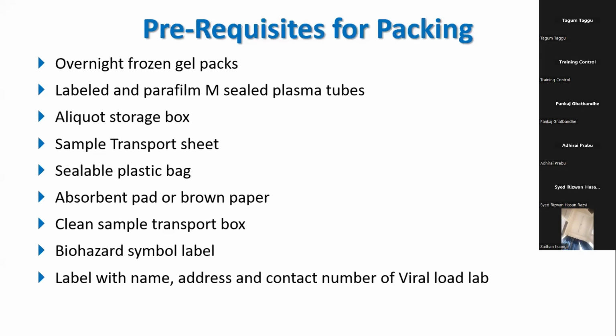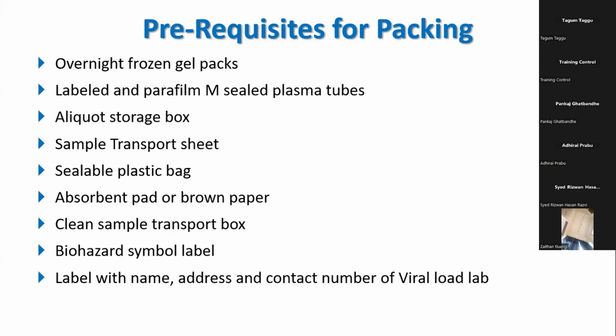Ensure all the plasma samples are labeled and sealed with paraffin. You need aliquot storage boxes, a sample transportation sheet, and sealable plastic bags. Sealable plastic bags are recommended because the TRFs are also supposed to be sent along with the blood samples. So the TRF can be placed in a sealable plastic bag, sealed, so that water or leakage will not destroy the TRF. Absorbent pads or brown paper are important. I'll show in the next slide why you need absorbent pads. And then a clean transportation box with a biohazard symbol and label, and the name and details of the sender and the receiver.